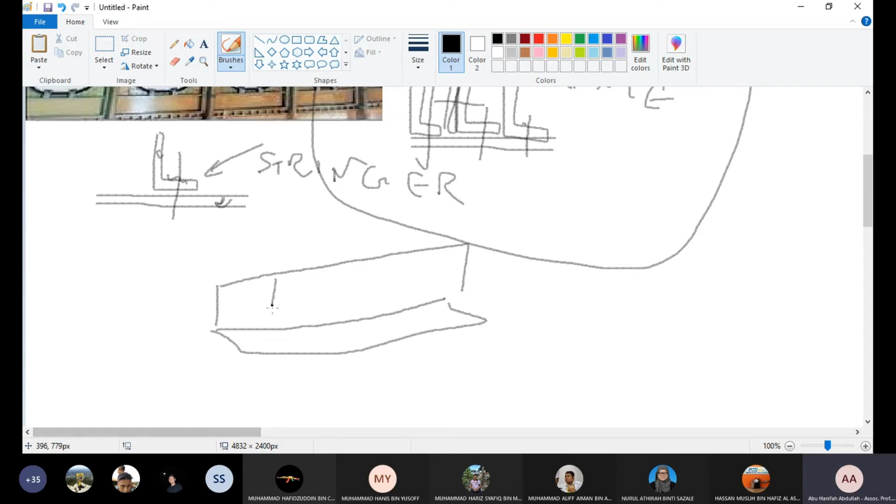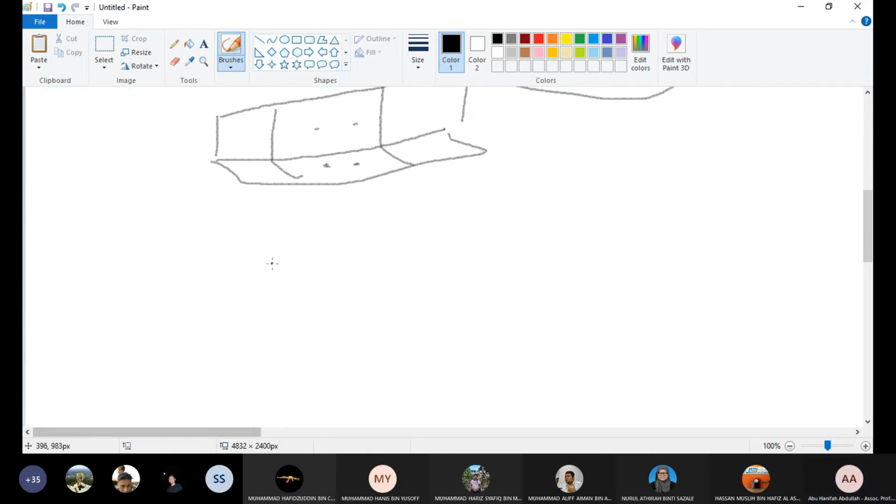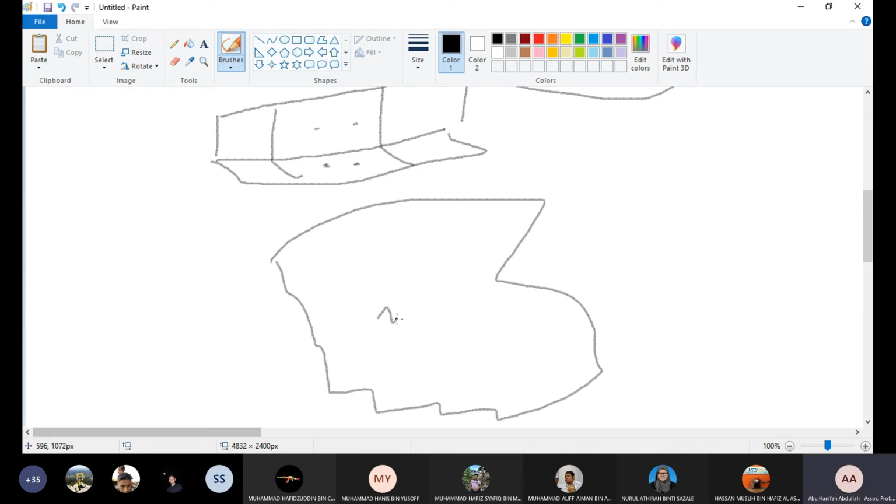So we have splice, doubler, or we have a skin. Say this part of skin. We have damage here, and we have a doubler repair. After we cut the damage off, then we put rivets all over. So typical repair is only two.